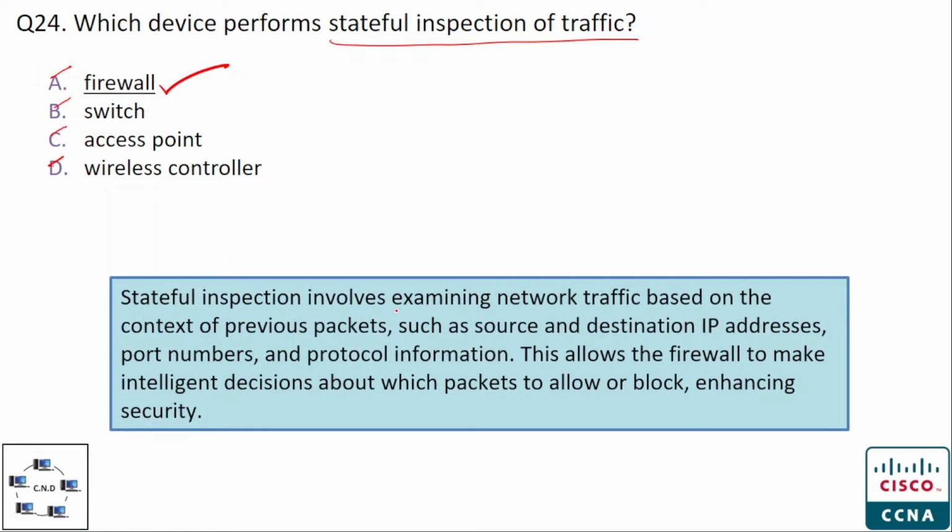Stateful inspection involves examining network traffic based on the context of previous packets, such as source and destination IP addresses, port numbers, and protocol information. This allows the firewall to make intelligent decisions about which packets to allow or block, enhancing security.